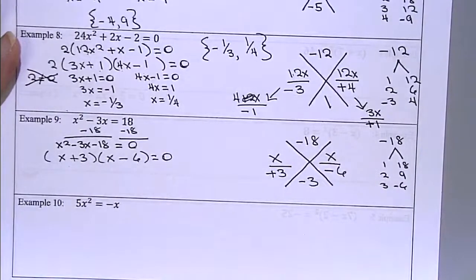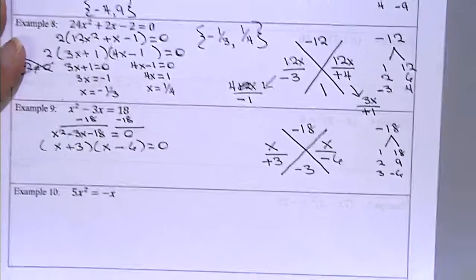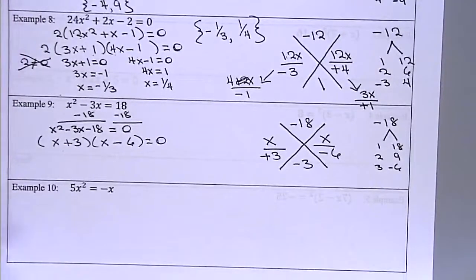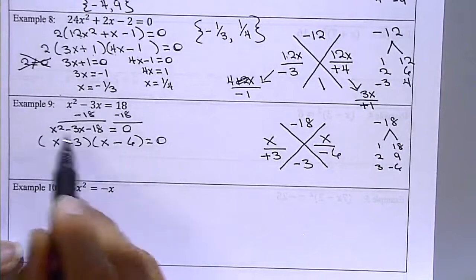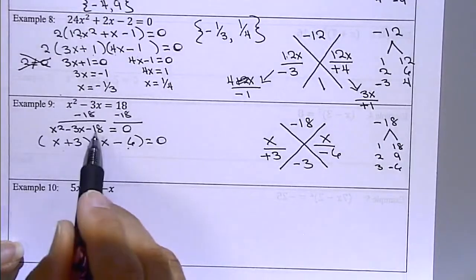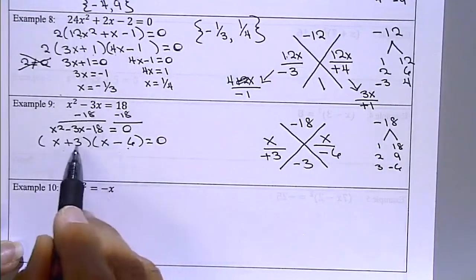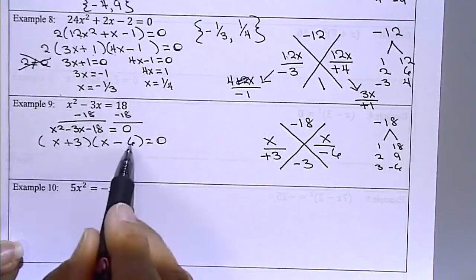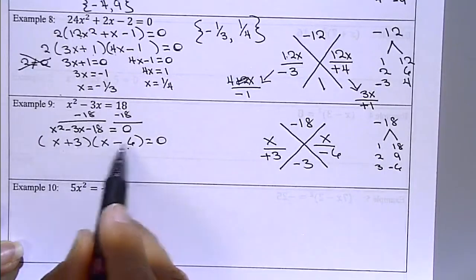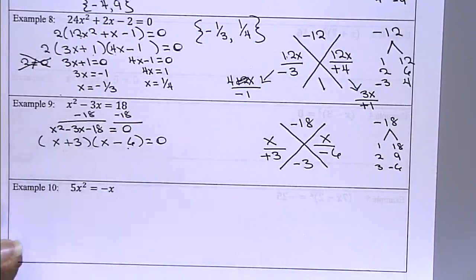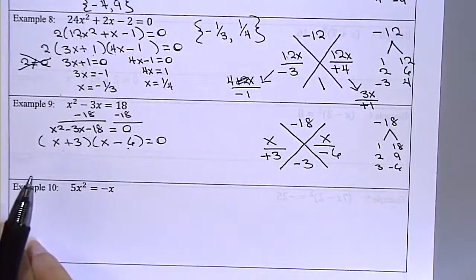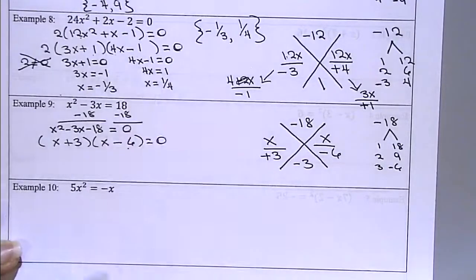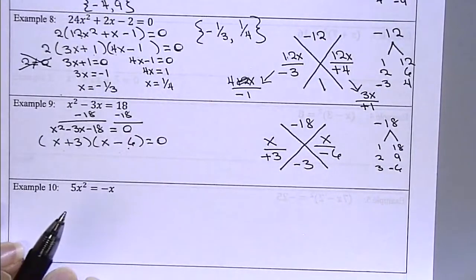So easy when I don't have a coefficient in front of that x squared term, isn't it? So check it. x times x gives me x squared. 3 times negative 6, negative 18. Inside is 3x, minus 6x would be the outside. 3x minus 6x, negative 3x. Please don't forget to check it, or you'll do what I did up there on number 8, and get them backwards because I was in a hurry. Okay?